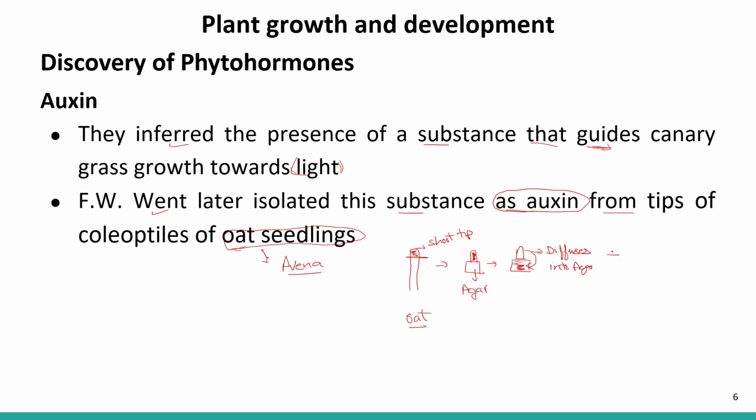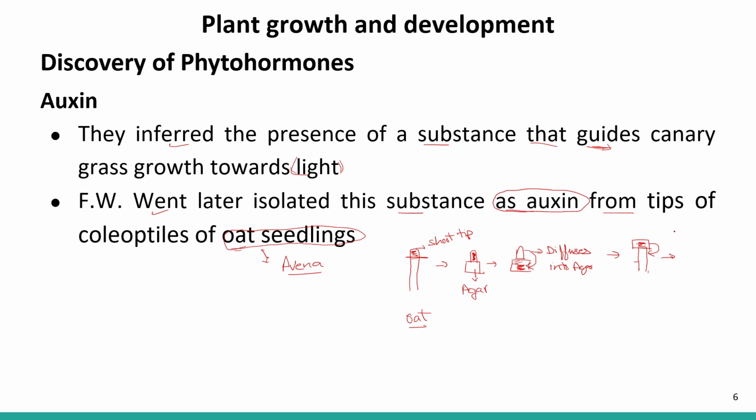Alright, then what did he do? He placed this agar block on this coleoptile, of which the shoot tip was excised. He placed this agar here. This contains this red substance, and this was transferred here. This diffused into the shoot tip or the axis of the plant.